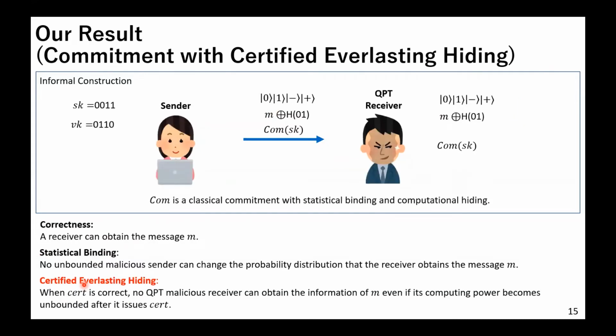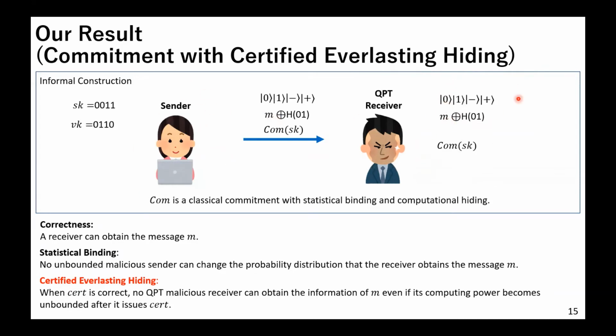And our construction also satisfies certified everlasting hiding. In this hiding, a malicious receiver can issue a certificate which shows that he deletes the quantum commitment correctly. If the certificate is valid, even if his computing power becomes unbounded after that, he cannot obtain the information of the message M.